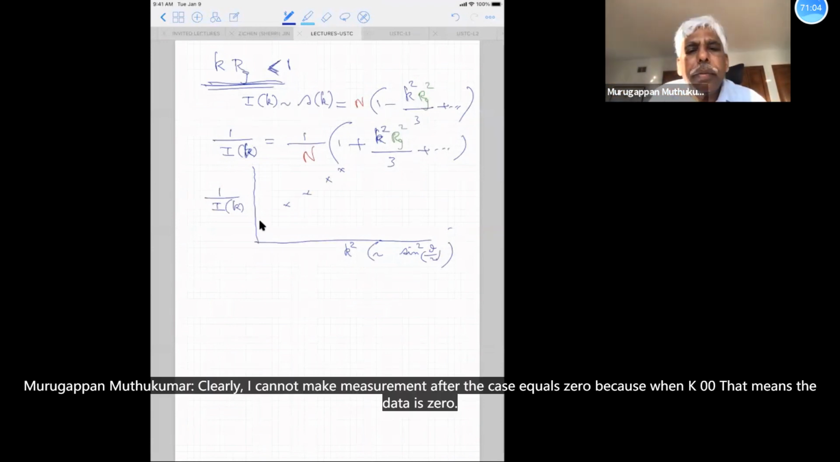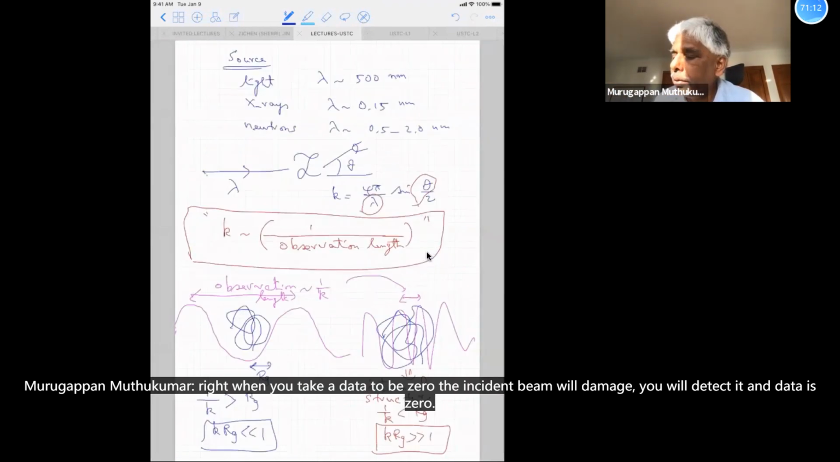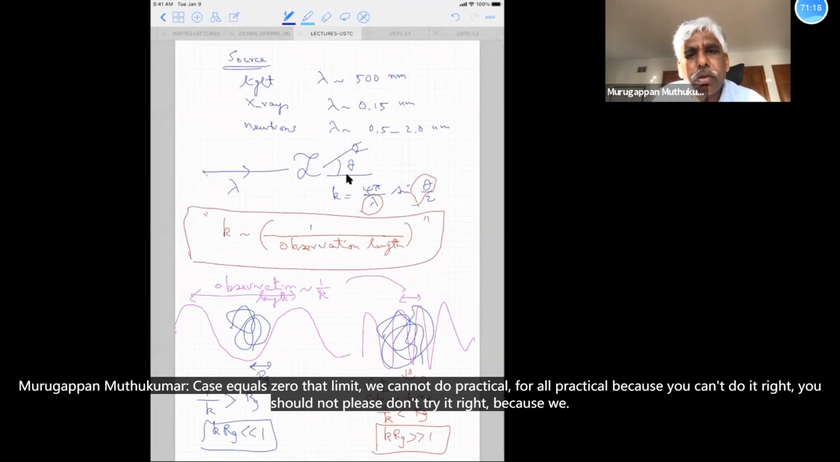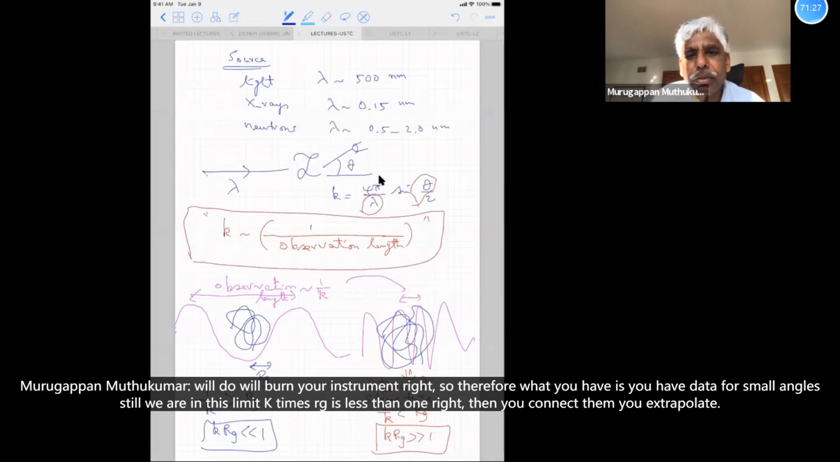Clearly, I cannot make measurement at k equal to 0. Because when k is equal to 0, that means theta is 0, right? When you take theta to be 0, the incident beam will damage your detector. When theta is 0, k is equal to 0. That limit we cannot do in practice. For all practical purposes, you can't do it, right? Please don't try it, all right? Because when theta is equal to 0, you'll burn your instrument, right?